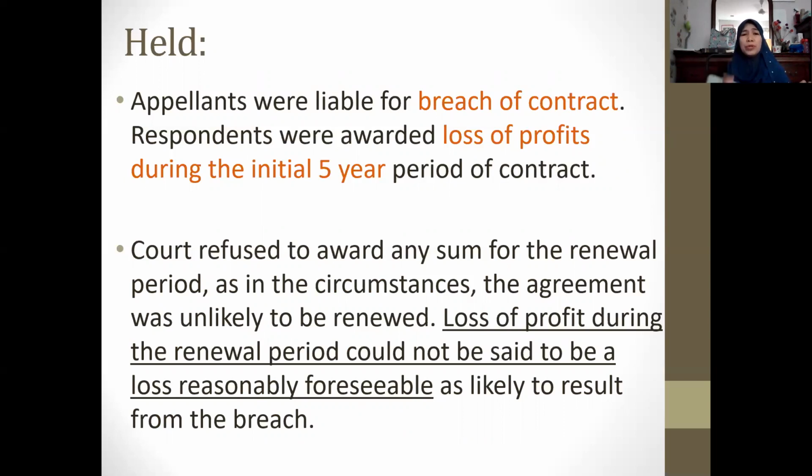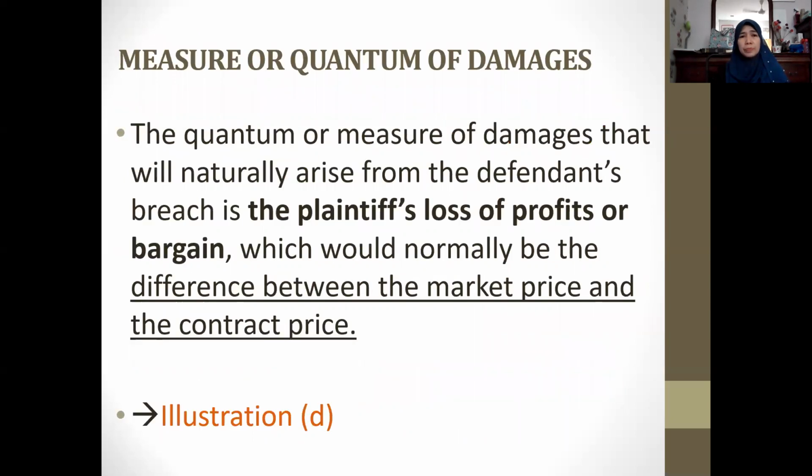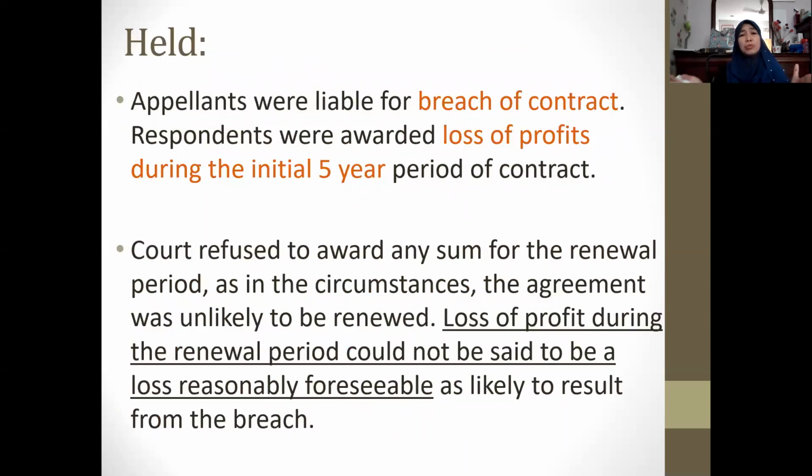So loss of profit during the renewal period could not be said to be a loss reasonably foreseeable as likely to result from the breach. So basically, the loss is too remote during the expected renewal period, because there's no likelihood for the contract to be renewed, because they don't need any more of the wood chips just now.